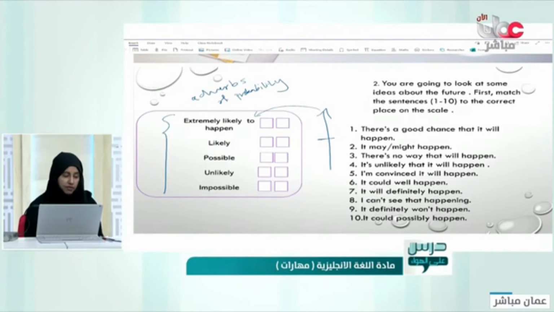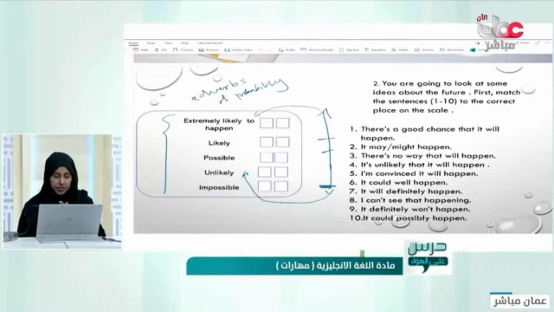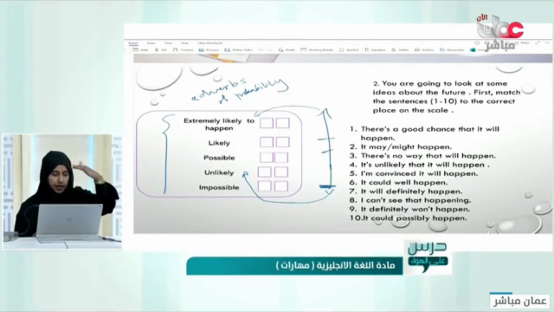Likely here, you can say maybe 50% will happen. Possible, again, you have possible, same as likely. Unlikely and impossible. They are here at the end, down the scale. Unlikely means, for example, let's say maybe 10% will happen or no, you are not sure. Okay, so from possible, likely, and extremely likely, you are sure to some extent that it will happen. But with unlikely, you are not sure. Like impossible, sometimes no way, it will not happen.